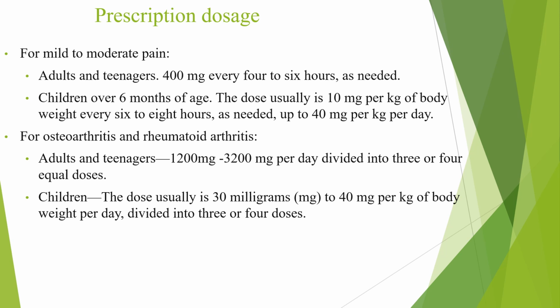For osteoarthritis and rheumatoid arthritis, adults and teenagers should take 1,200 milligram to 3,200 milligram per day, divided into 3 or 4 equal doses. For children, the dose is usually 30 milligram to 40 milligram per kg of body weight per day, divided into 3 doses.